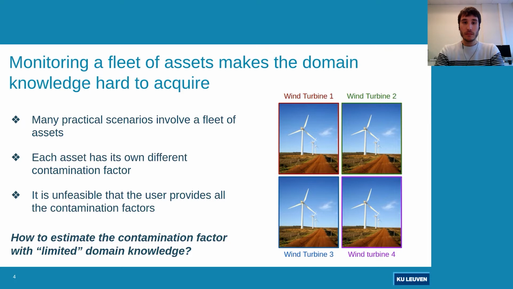In fact, assume now that one needs to monitor a fleet of wind turbines and wants to detect blade icing on each of them. Unfortunately, each turbine has its own data distribution, and especially its own contamination factor. It is unfeasible to think that the user can provide all the contamination factors, especially when monitoring many wind turbines. So our question is, how can we estimate the contamination factor of each wind turbine by only using limited domain knowledge?